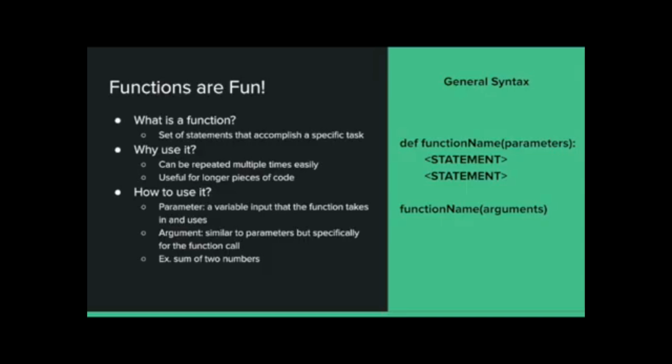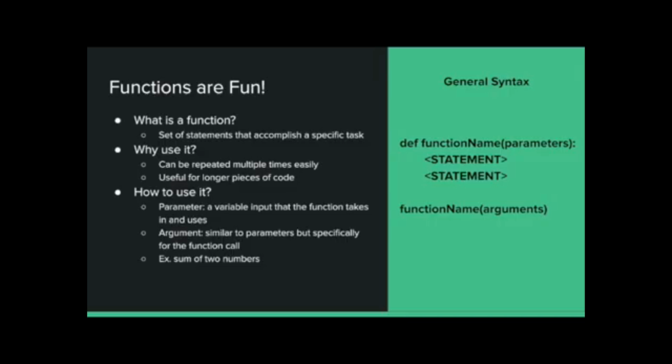So how to use them. On the right here, I have the general syntax of how to define a function in Python. You have the keyword def, and then you put your function name, which can be anything as long as it satisfies the naming restrictions we talked about in the last video. And then you have parameters in the parentheses.